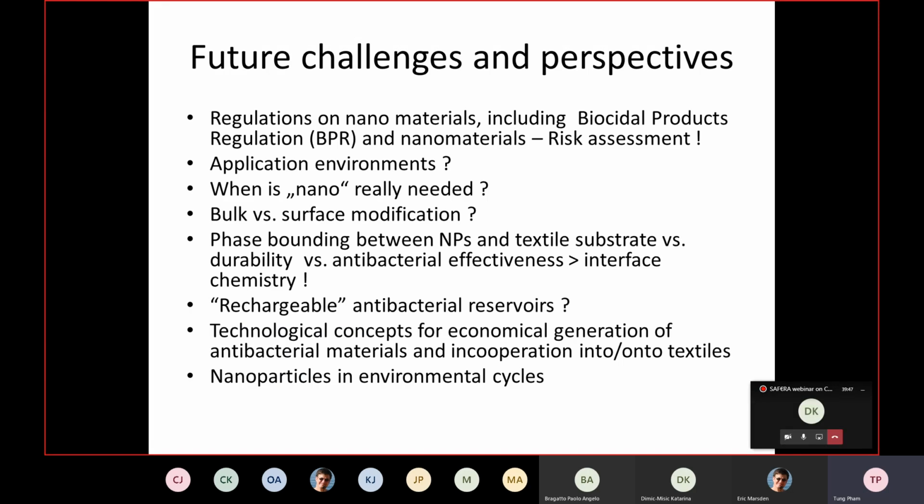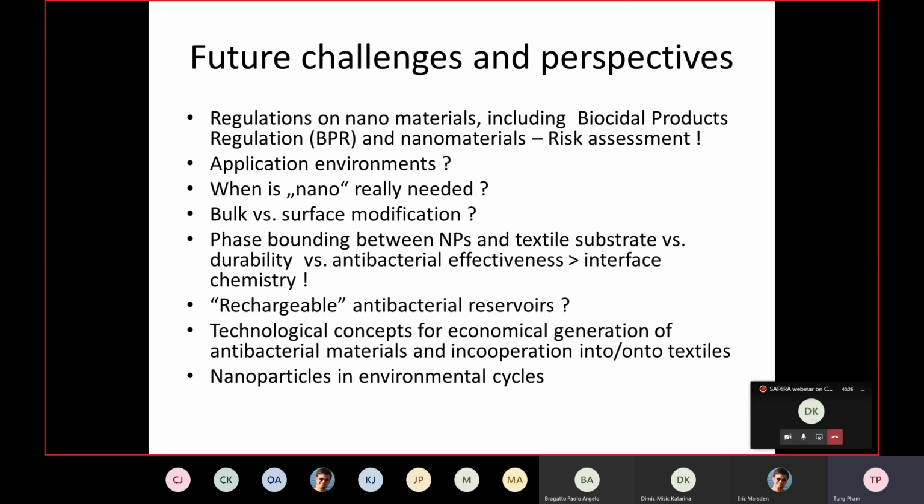Now, the last slide I would like to present is the future challenges and perspective. The first thing I would like to mention here is that those metal nanoparticles show some effects on the antibacterial effectiveness in textile. We always still have to consider regulation on nanomaterials, including the biocidal products regulation. So that means risk assessment during development is a must.